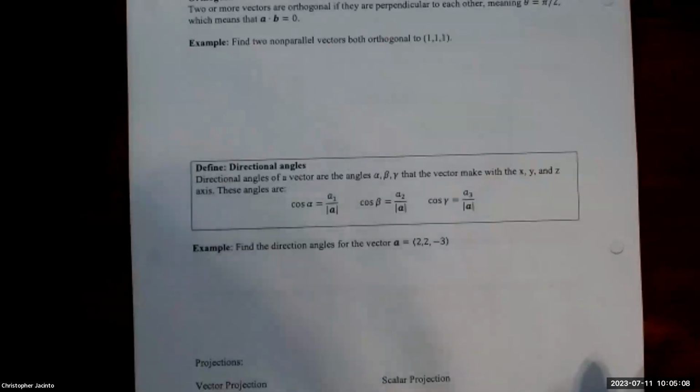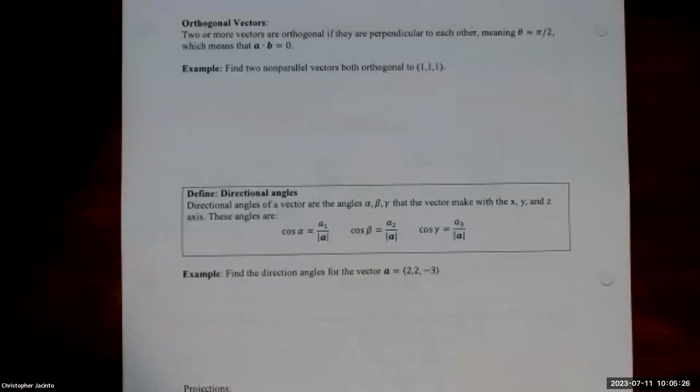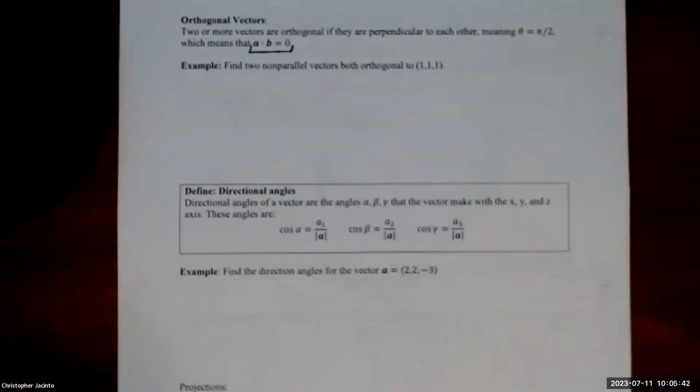All right, orthogonal. Okay, so orthogonal vectors. Two or more vectors are orthogonal if they are perpendicular to each other. Or in other words, the angle is equal to pi over 2. So 90 degrees or pi over 2 means orthogonal, perpendicular to each other. A very important one is, in other words, the dot product equals 0. That's the key thing. So two vectors are orthogonal if the dot product equals 0.